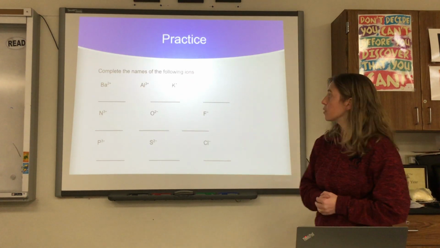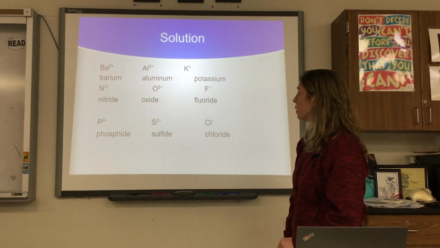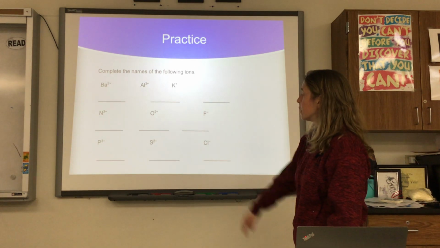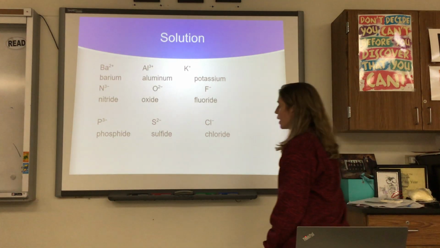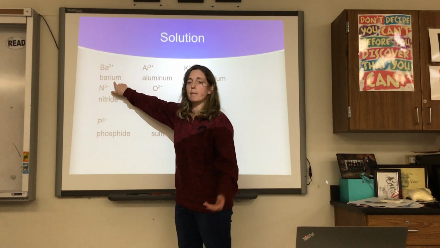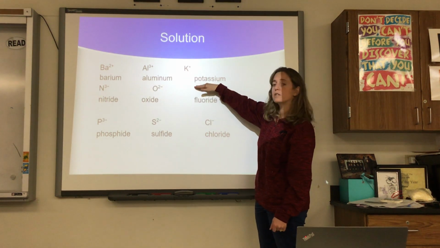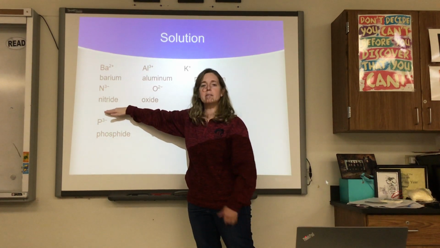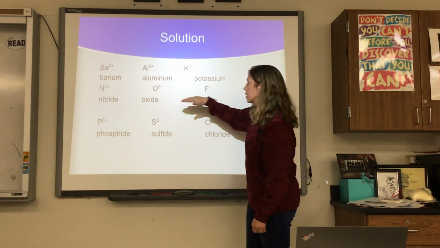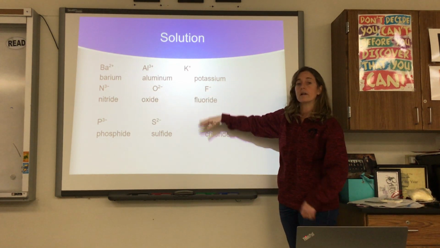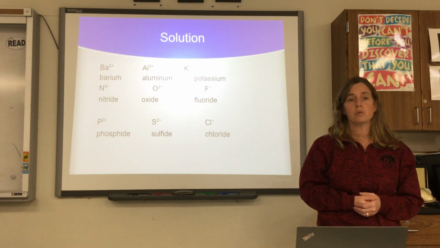So here's an example. So if I have Ba plus 2, okay, that's just going to be barium, okay? Then you have aluminum, and then you have potassium. And as you can see, Ba plus 2 stays barium. Aluminum stays aluminum. All of your positive ions don't change. K stays potassium. But when you get your anions, this is where they're going to change. So nitrogen changes to nitride. Oxygen changes to oxide. Fluorine changes to fluoride, and so on and so on. So here is an example of how your anions will change their name to IDE.